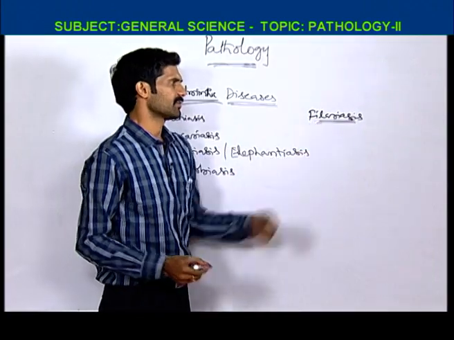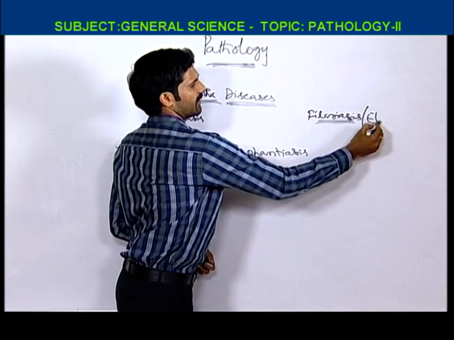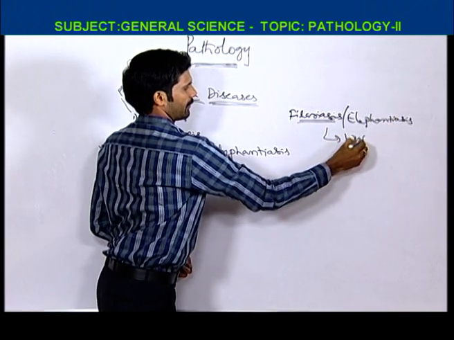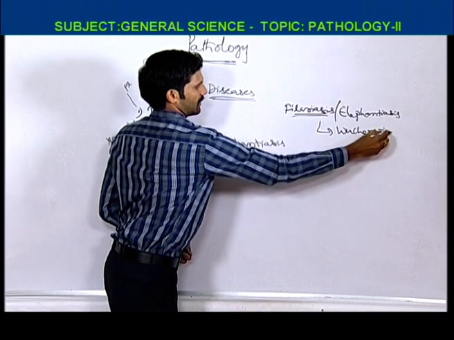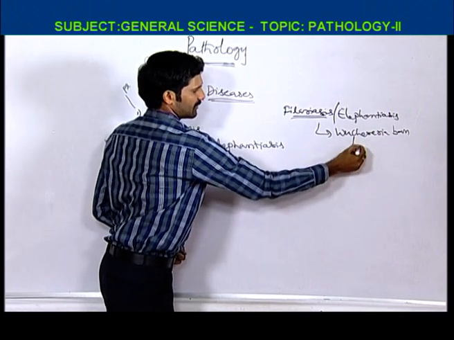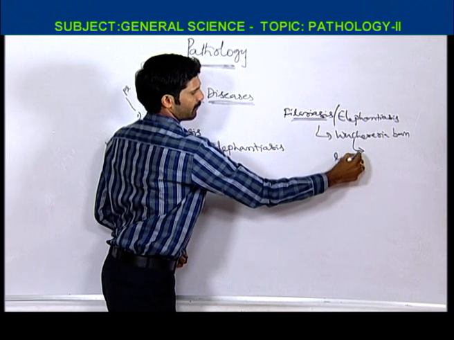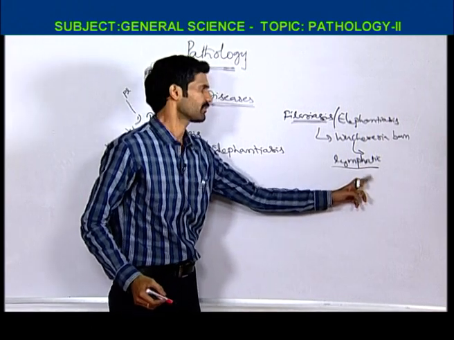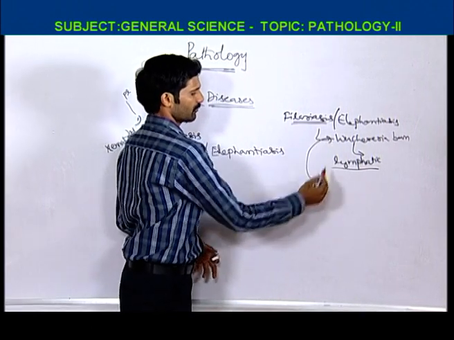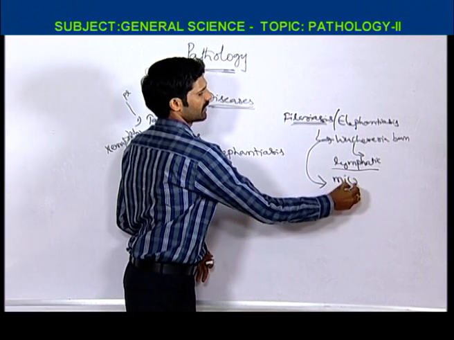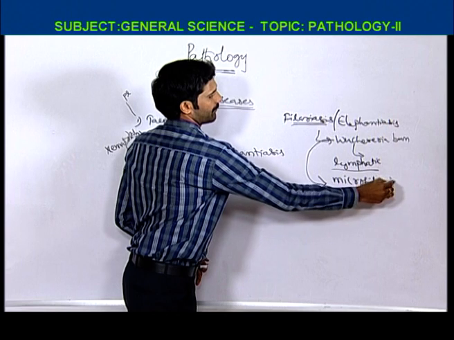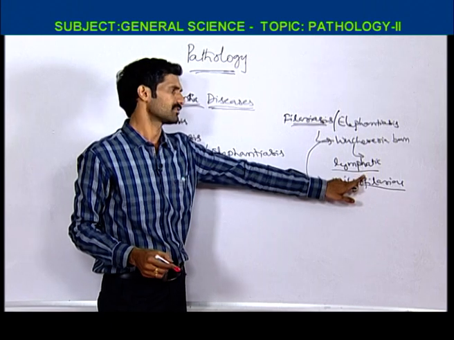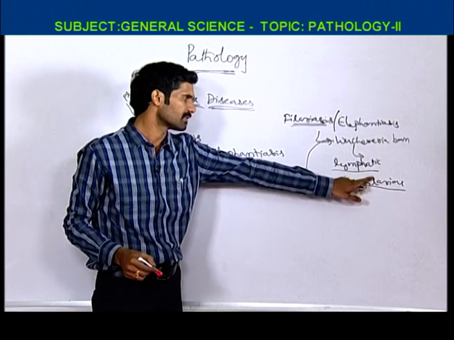Next, filariasis or elephantiasis, caused by Wuchereria bancrofti, which inhabits the lymphatic system of man or the lymph vessels of man. The larval forms of Wuchereria bancrofti are called microfilariae. It is present in the lymph vessels or lymphatic system of man.